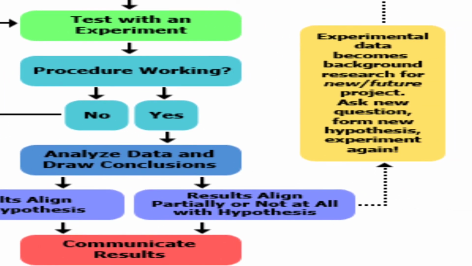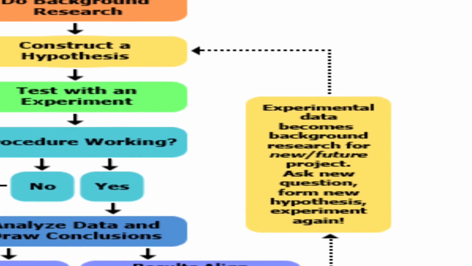So if the results are not aligning or aligning partially, in such case what you can do is use the experimental data as background research for further replication or future new projects. If the hypothesis is partially accepted, the same topic can be taken and you can do another study in future. So ask new questions from a new hypothesis and do new experiments again. The experimental data becomes background research for a new future project. So you can ask new questions, formulate a new hypothesis, and do an experiment again.